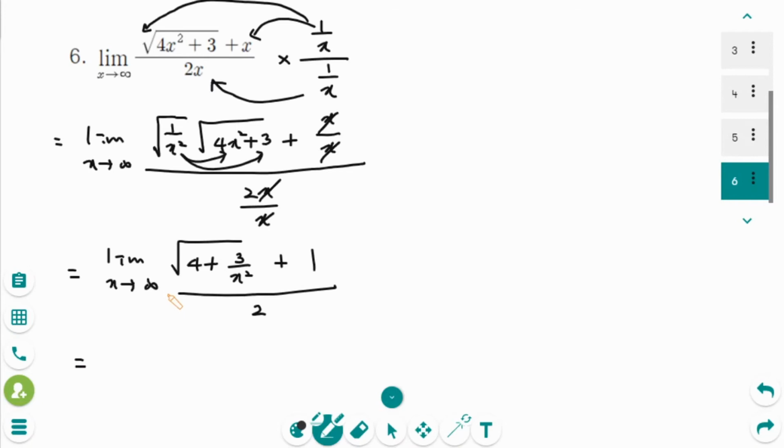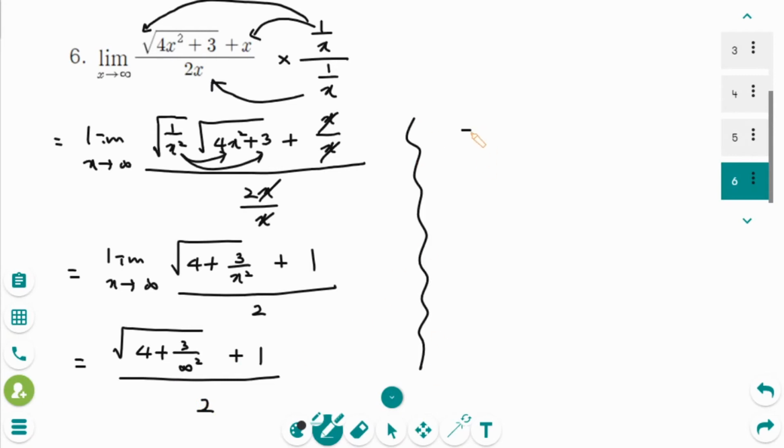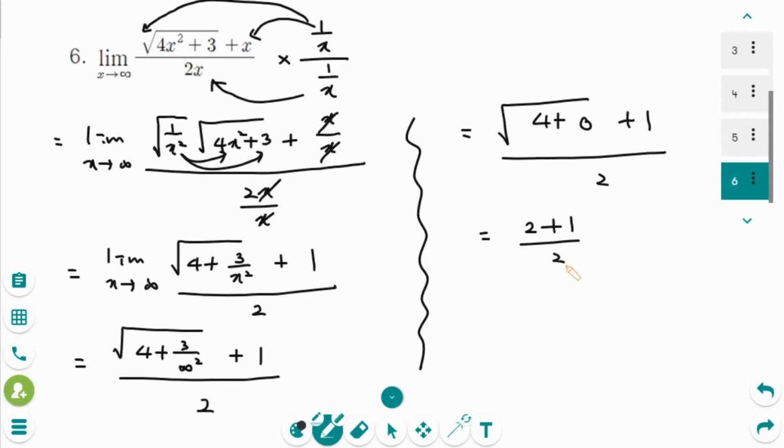Then infinity into x. So square root of 4 plus 3 over infinity squared plus 1 over 2. Next step is square root of 4 plus 0 plus 1 over 2. So this is a square root of 4, which is 2, plus 1 over 2. So we will see the answer is 3 over 2.